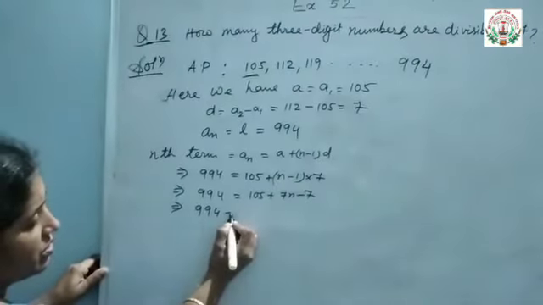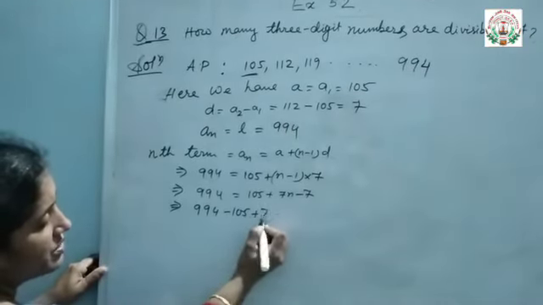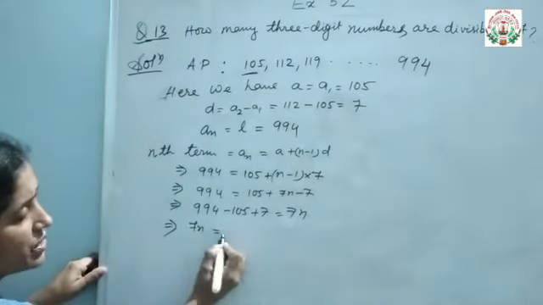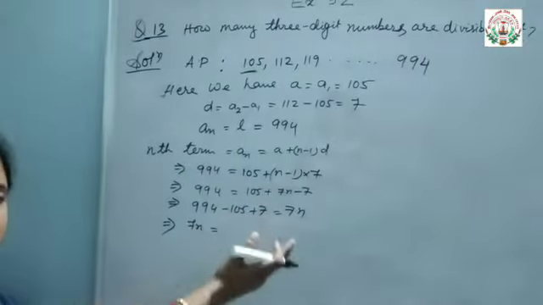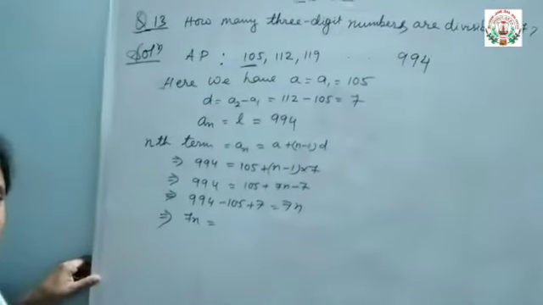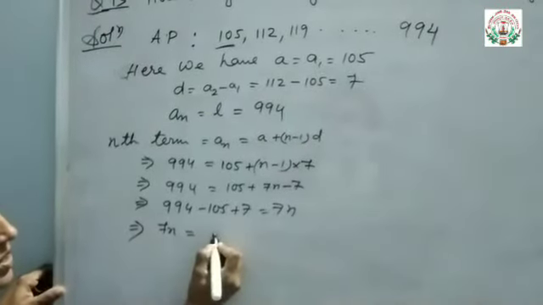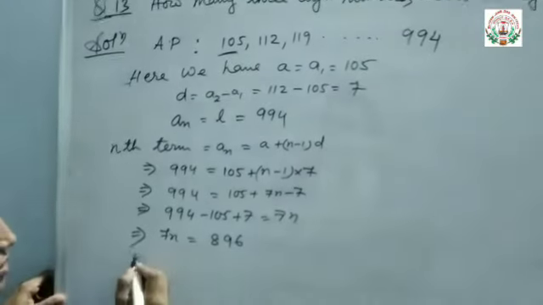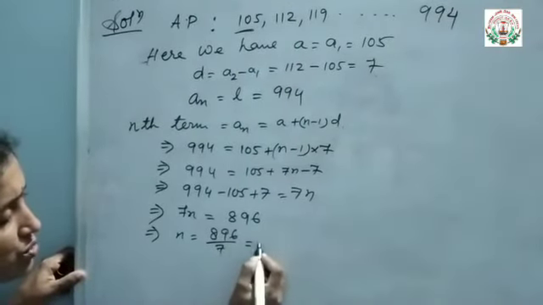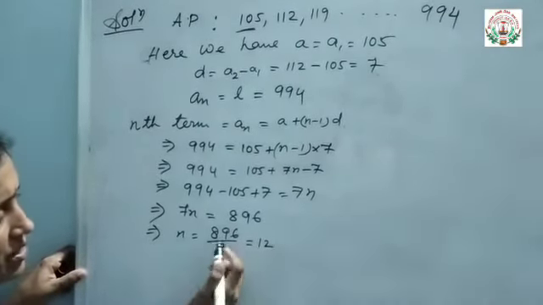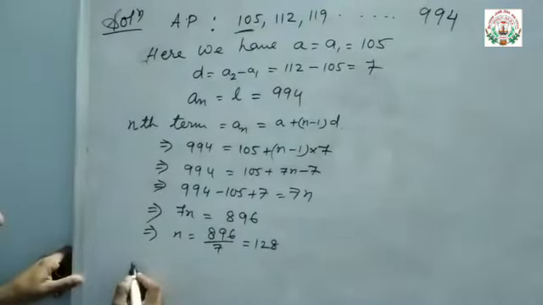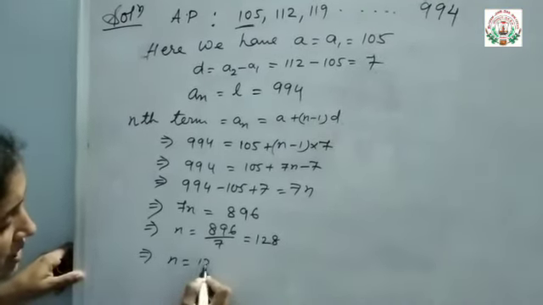Bring this here: 994 minus 105 plus 7 equals 7n. So 7n equals, interchanging sides, and on simplifying this we get 896. So n equals 896 upon 7, which is: 7 ones are 7, 7 twos are 14, and 7 eights are 56. Therefore n equals 128.